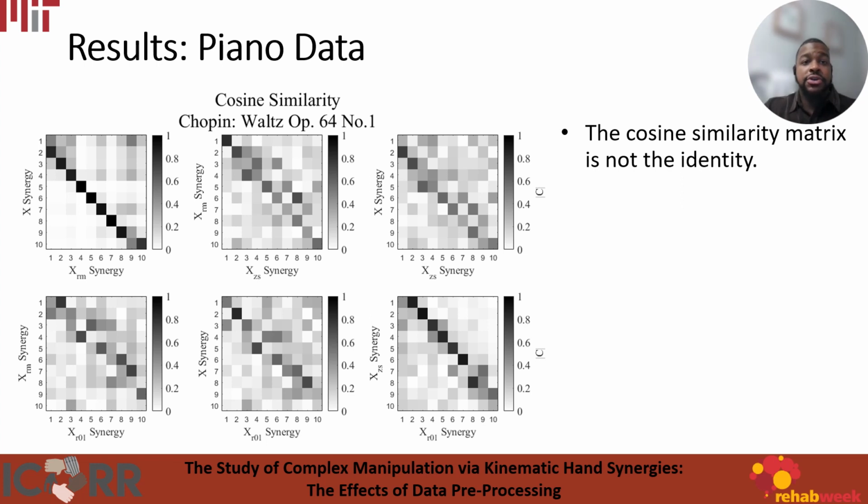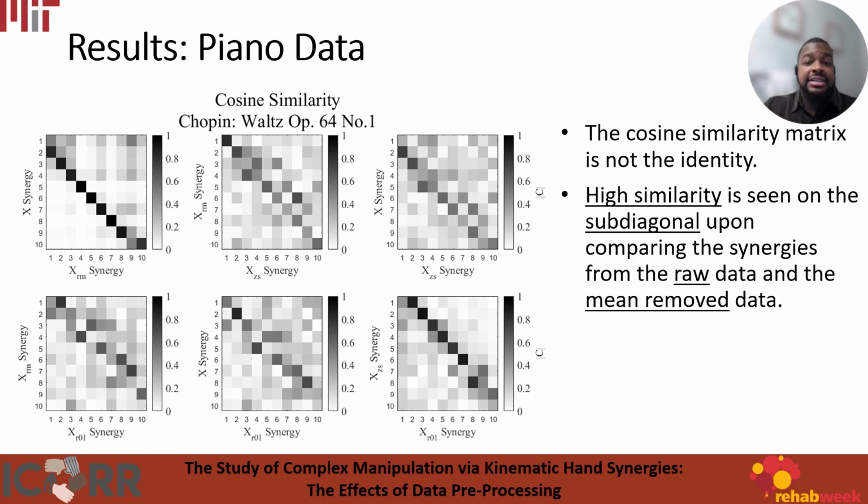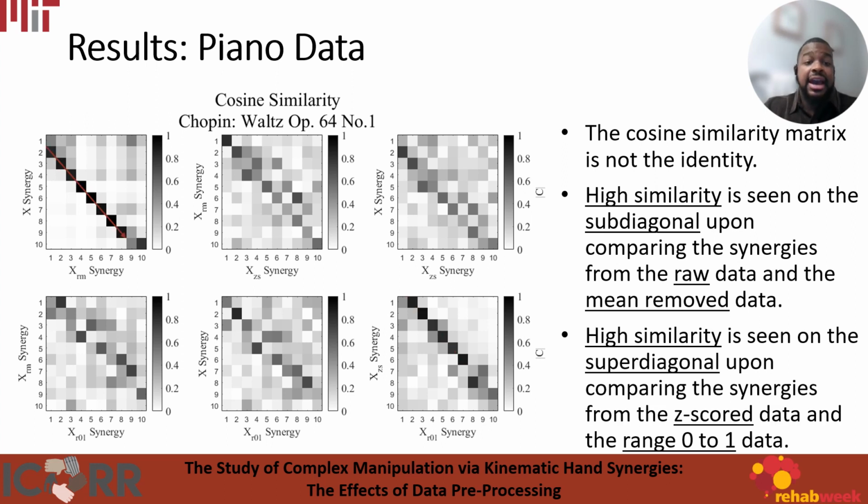With that in mind, shown here, we see 6 cosine similarity matrices of the 6 comparisons from our 4 preprocessing types. What we notice is that our cosine similarity matrix is not the identity, which has values of 1 on the diagonal, shown here in black, and 0s everywhere else, shown here in white. What's interesting is that high similarity is seen on the subdiagonal upon comparing the synergies from the raw data and the mean removed data. Additionally, high similarity is seen on the superdiagonal upon comparing the synergies from the z-squared data and the range 0-1 data. Why does this occur? Well, insight can be drawn from our numerical validation data.